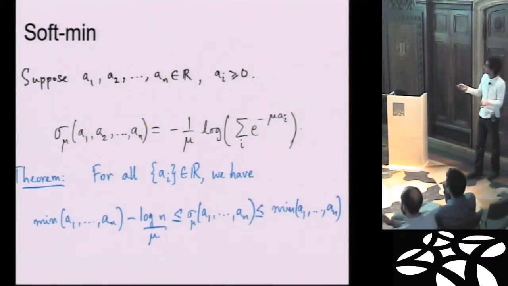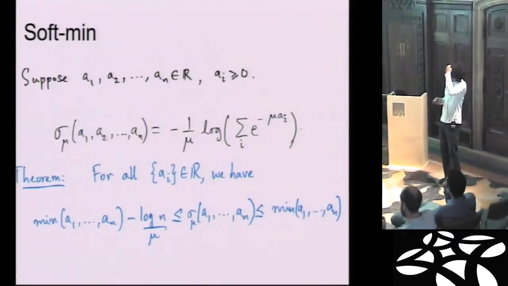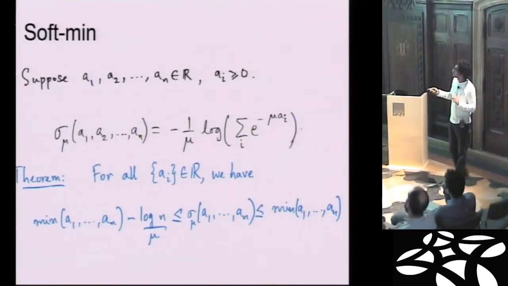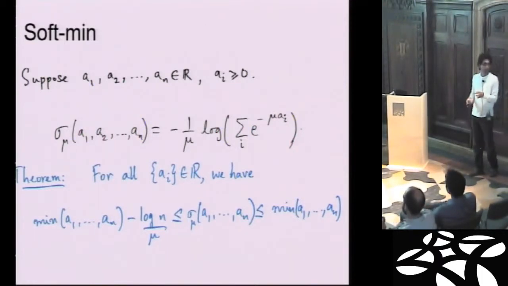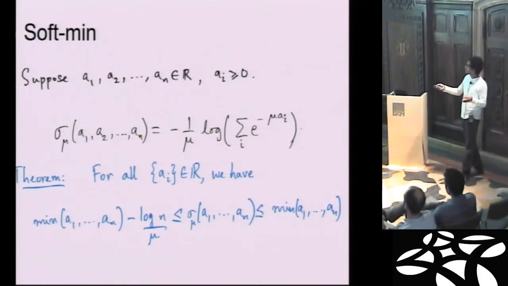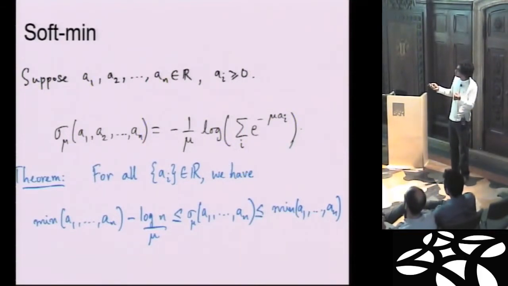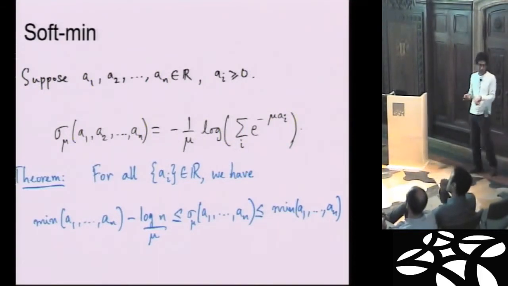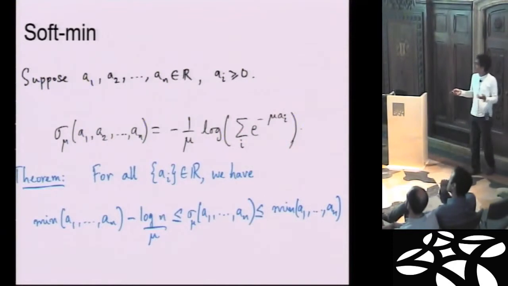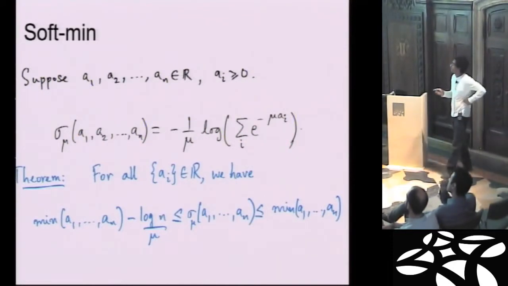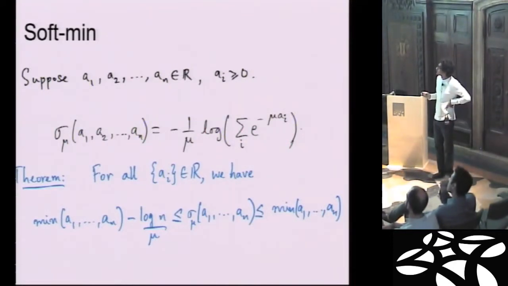This is easy to see. But even otherwise, it doesn't do too badly. The soft min always lies between the actual min and the actual min minus log n over mu. So mu is the smoothing parameter that determines how close this approximation is. This comes up often when one is analyzing various convex optimization techniques.